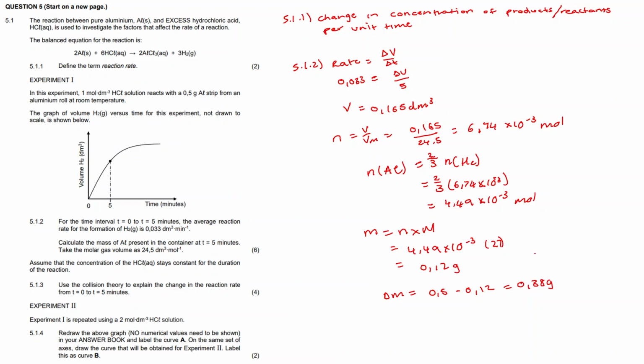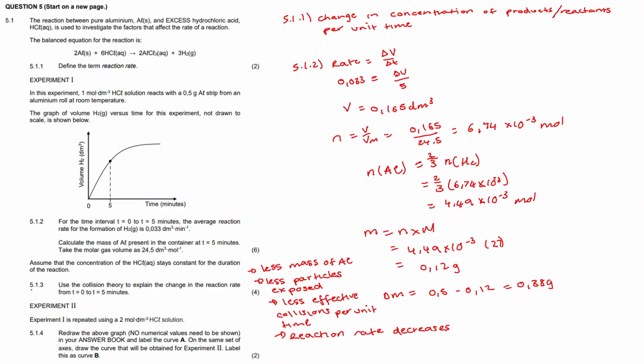Question 5.1.3. Use the collision theory to explain the change in reaction rate from T0 to T5. So here we can say that the surface area or the size of the aluminium decreases, causing less particles to be exposed. This results in less effective collisions taking place per unit time, causing the reaction rate to decrease.